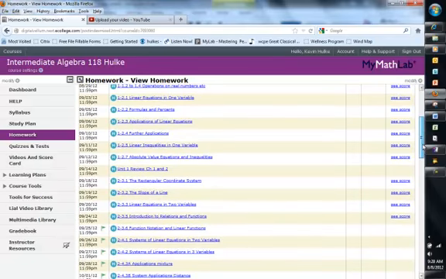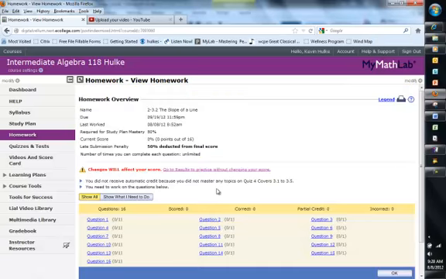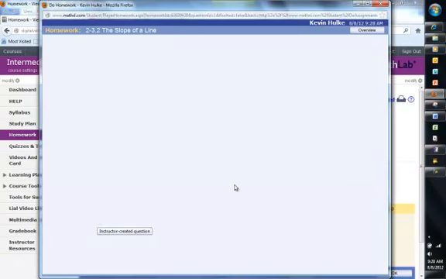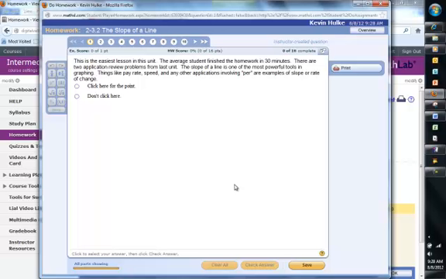All right. So we're on the next section, the slope of a line. And it says this is the easiest lesson in the unit. The average student finished the homework in 30 minutes. There are 2 application review problems from last unit. The slope of the line is one of the most powerful tools in graphing. Things like pay rate, speed, and any other applications involving per are examples of slope or rate of change.